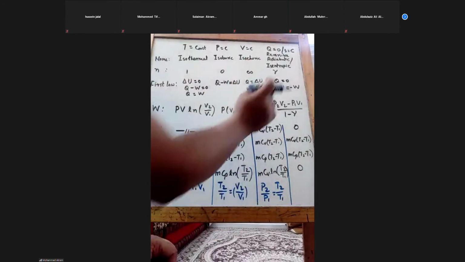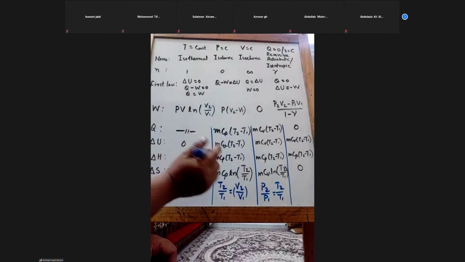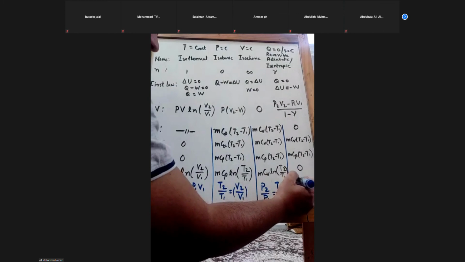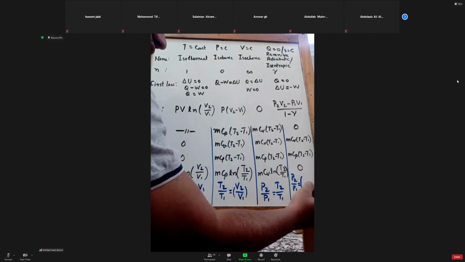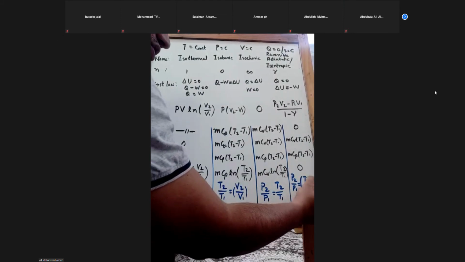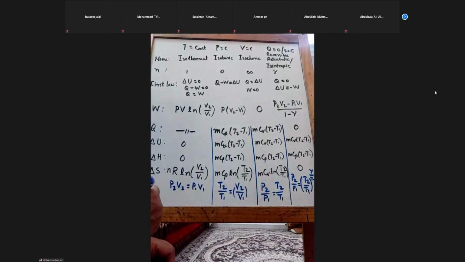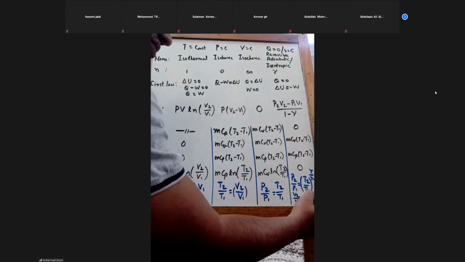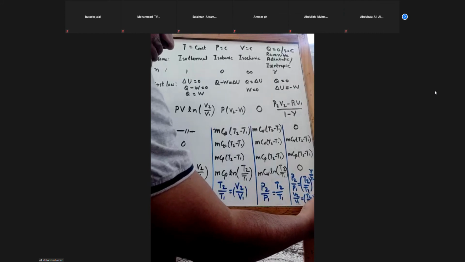Now in isentropic process, we don't have temperature, pressure or volume constant. All three are variables. So in that case, we have P2 by P1. This is the most important relationship. P2 by P1 equals T2 by T1 to the power gamma divided by gamma minus 1. Similarly, V2 by V1 is equal to T2 by T1 to the power 1 divided by gamma minus 1.